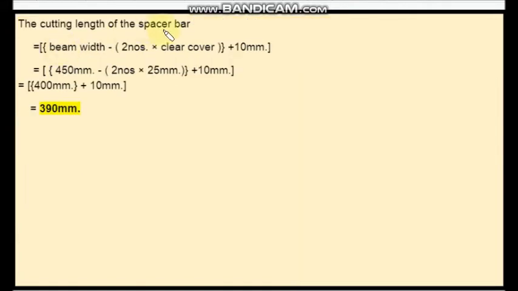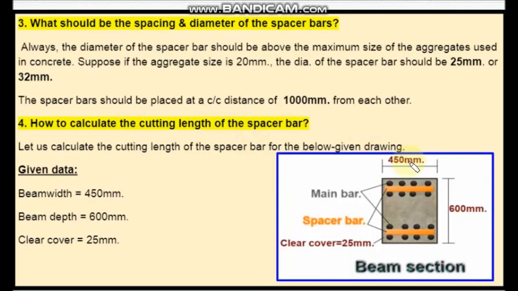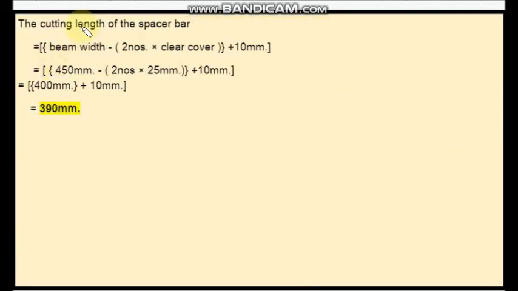Now the cutting length of the spacer bar is equal to beam width minus 2 numbers of clear cover plus 10 mm. It means we have to deduct clear cover on both the sides. Because if this is 450 mm, from 450 mm we have to deduct 25 mm on either side and we have to add 10 mm extra. That is how we have to calculate the cutting length of the spacer bar. See, that is what the calculation is. The answer comes to 390 mm.